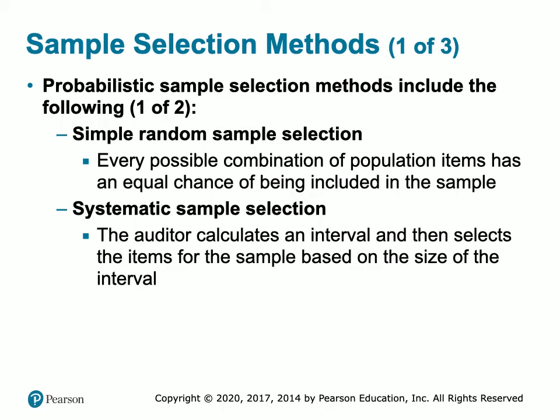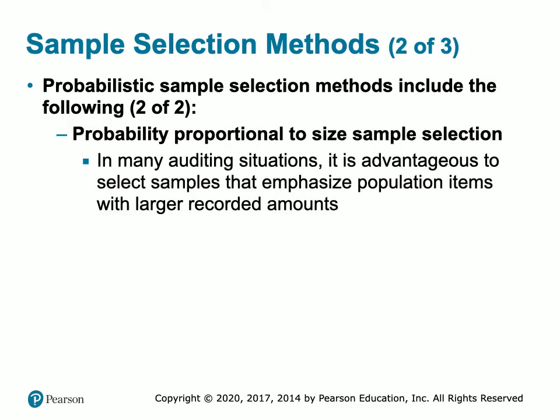But probabilistic is simple random selection or systematic selection, right? Simple random is you take a random number table or you take a random number item list in Excel and that's it, right? Systematic is you pick an interval and you stick to that interval. There's no judgment involved. And then you can also use probability proportional to size.